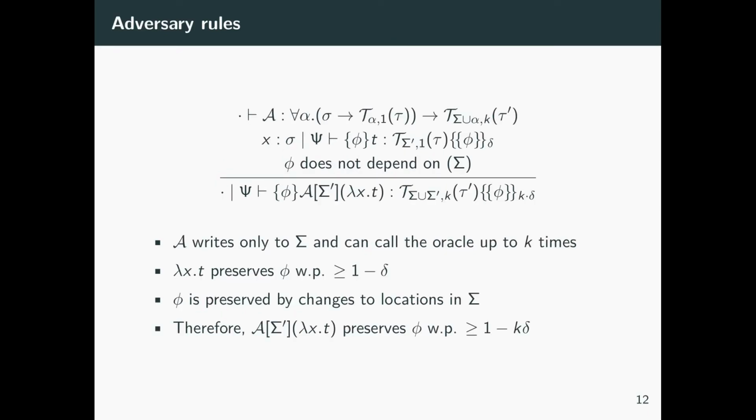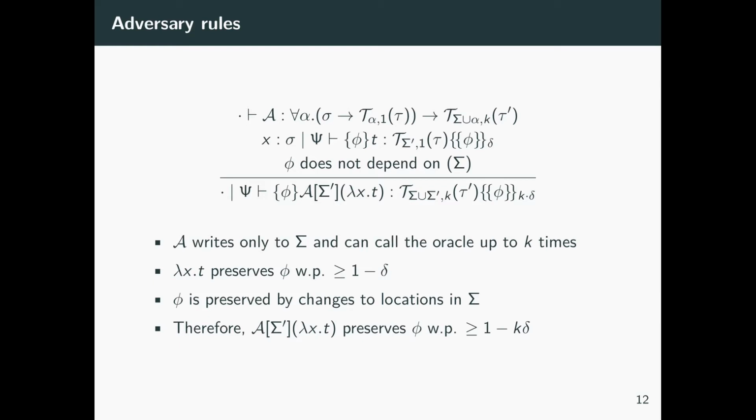The adversary rule instead formalizes a reasoning principle about adversaries. This rule lets us prove a property that a term T has when interacting with an abstract adversary A, of which we only know its type, but not its implementation. Concretely, A has a type of adversaries we introduced earlier in the talk, which ensures that it only writes to sigma, and that it calls its argument at most k times.